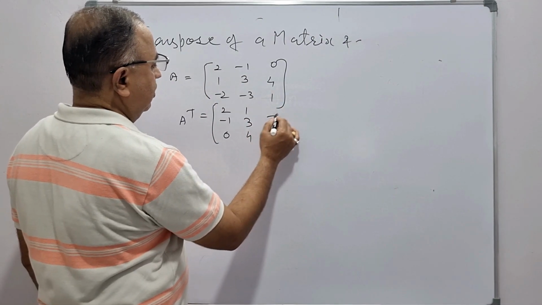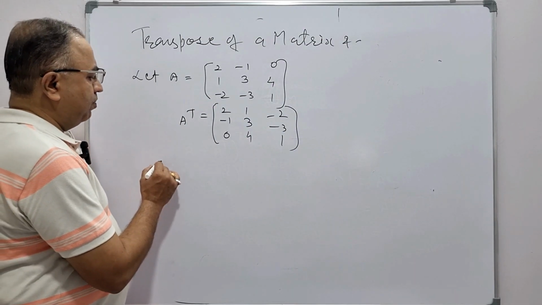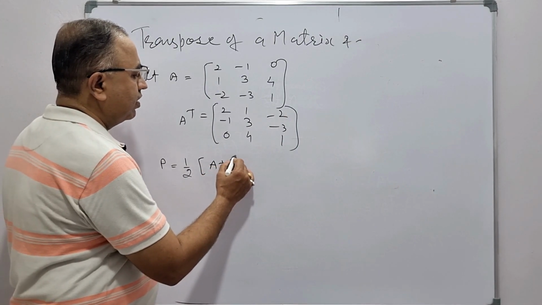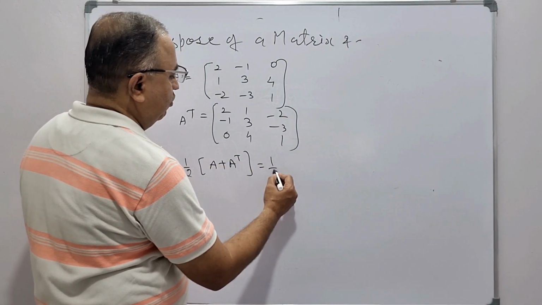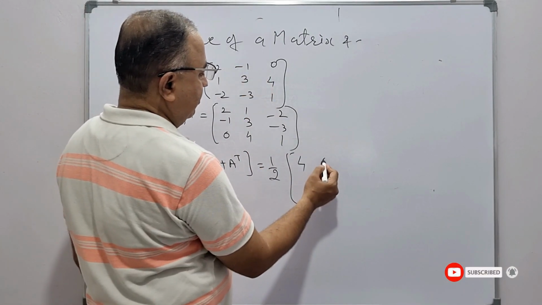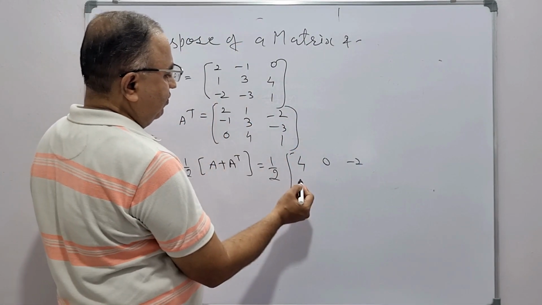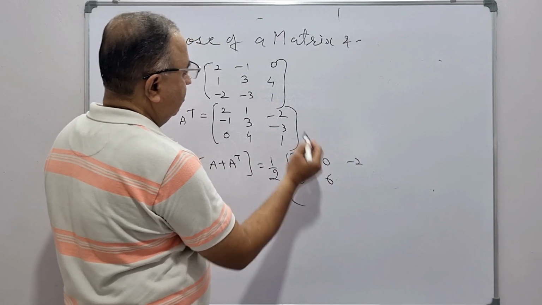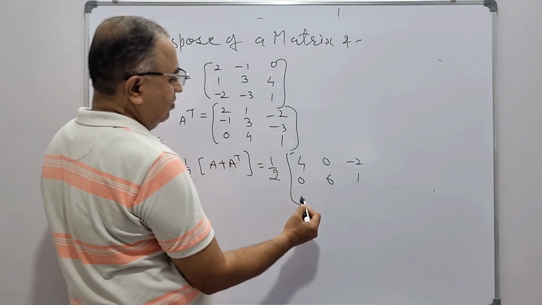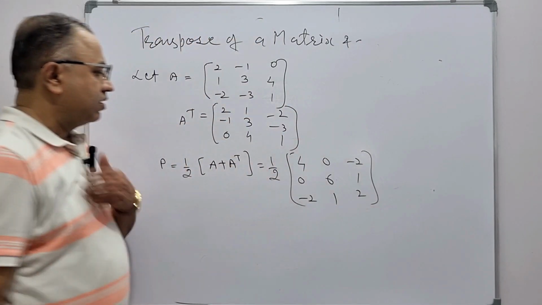Second row, second column, third row, third column. You get its transpose. Directly you now define matrix P here, which is half of A plus transpose of A. That means add both and keep half outside. Adding both: 2 plus 2, 4. Corresponding integers: minus 1 plus 1, 0. 0 minus 2 is minus 2. Second row: 1 minus 1, 0. 3 plus 3, 6. 0 minus 4 minus 3 is 1. Now third row: minus 2 plus 0, minus 2. Minus 3 plus 4, 1. 1 plus 1 is 2 here.